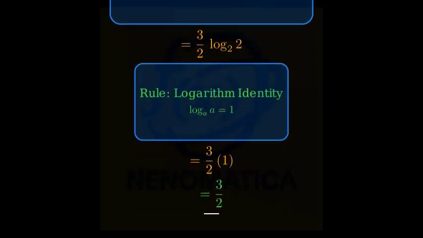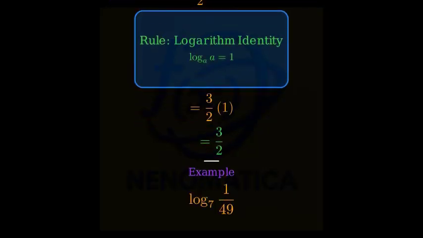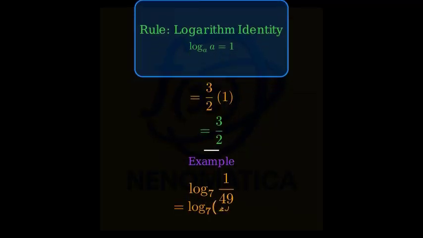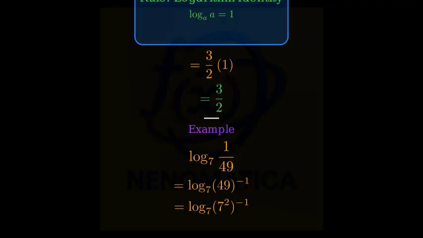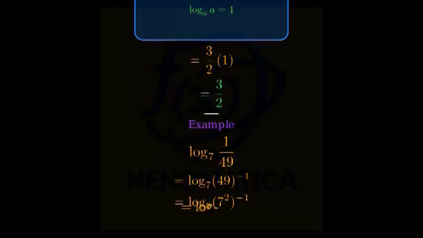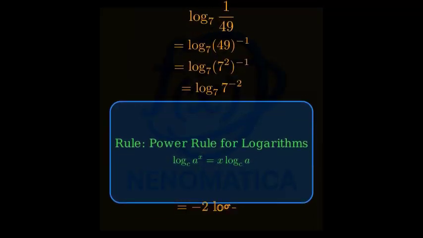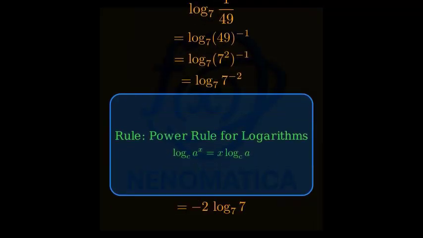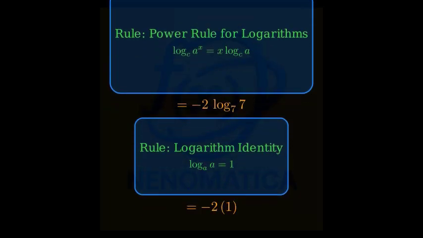Great. Now, let's do a second example, keeping the very same step order and rule calls. Example 2. Our expression is log base 7 of 1 over 49. First, rewrite the fraction as a negative power. Then write 49 as 7 squared. Combine the exponents to get 7 to the power negative 2. Apply the power rule again. Substitute. Use the identity log base a of a equals 1. Substitute that value. And simplify to the final result.